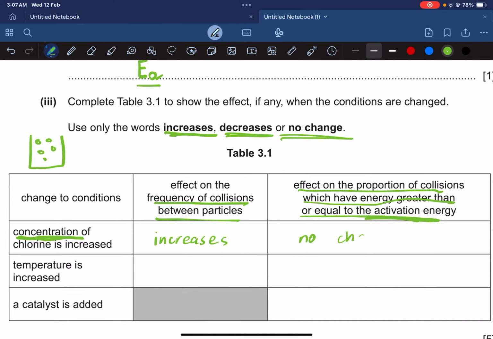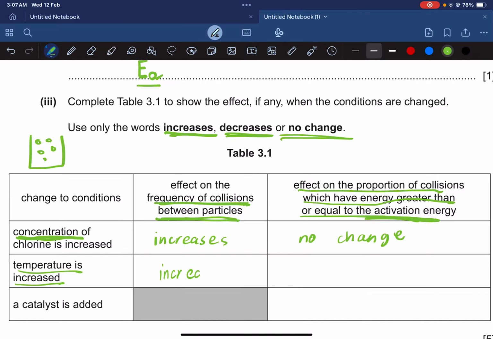Okay, next is temperature is increased. So obviously when temperature is increased, the frequency of collisions will increase because the energy of the particles increases and particles move faster. So it is going to be increases.